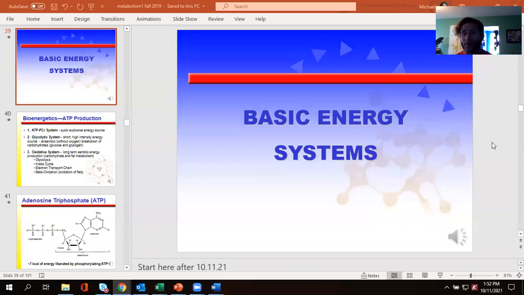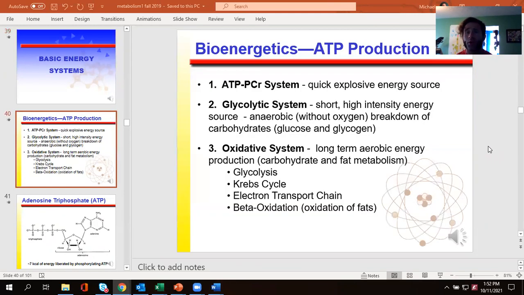Hey guys, so now we're going to go ahead and talk a little bit about basic energy systems. The first one we've got is going to be the ATP-PCR system, the adenosine triphosphate phosphocreatine, which is going to be one that lasts us for about 5 seconds overall.